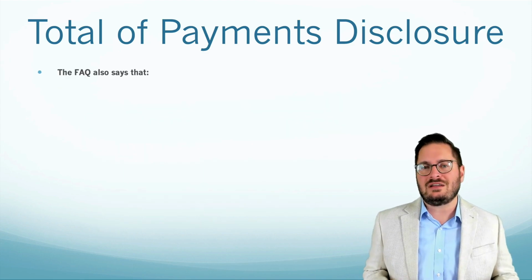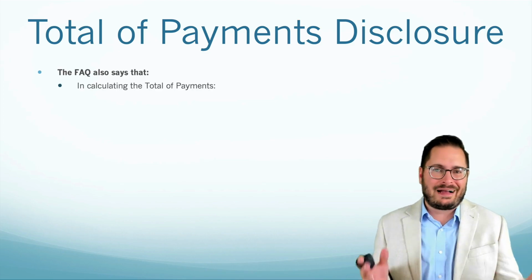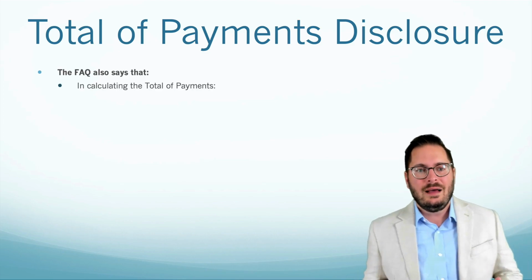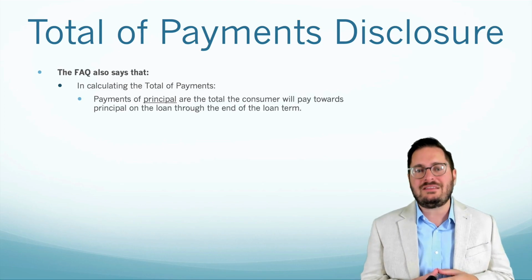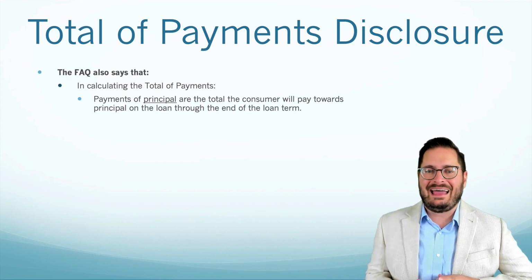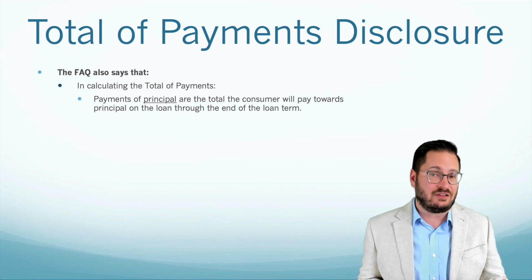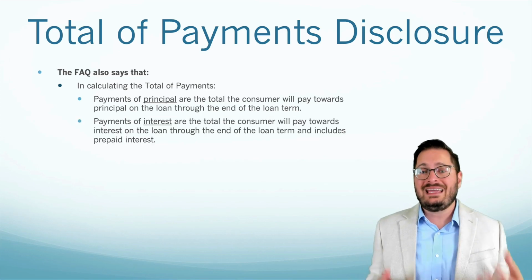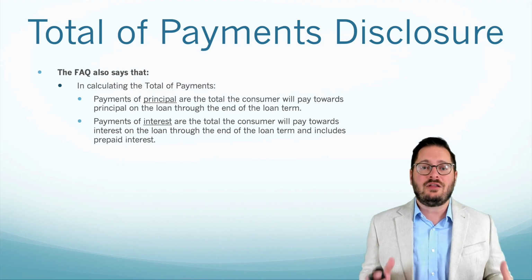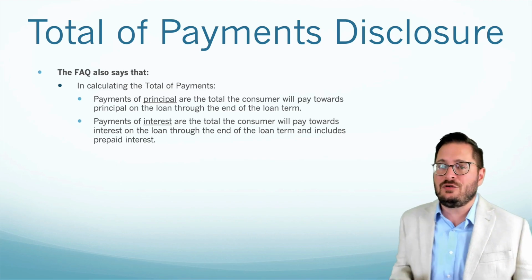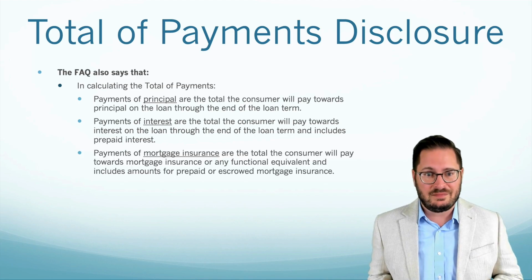Now, the frequently asked question explains a few other things. It kind of defines some things for us. It's not rocket science here. Nothing should be new. But it says in calculating the total of payments, payments of principal are defined as the total the consumer will pay towards the principal on the loan through the end of the loan term. Payments of interest are the total the consumer will pay towards interest on the loan through the end of the loan term, and includes prepaid interest. So prepaid interest must go into this calculation.